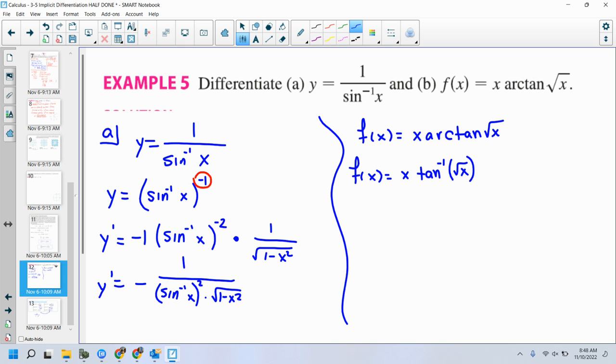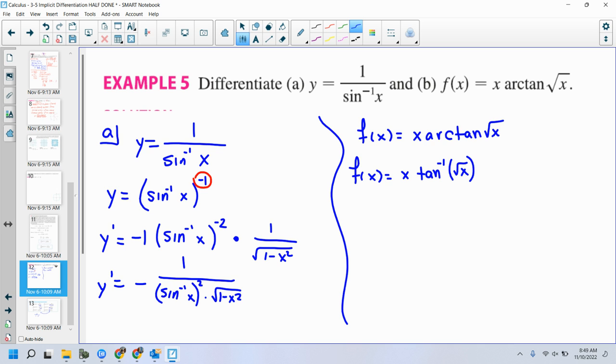Now, what's different between just saying inverse tangent and saying arctan? Remember, arctan is that specifically defined domain, just that specifically defined domain to make it a function. For our purposes here, when doing the derivative, it doesn't really change anything.